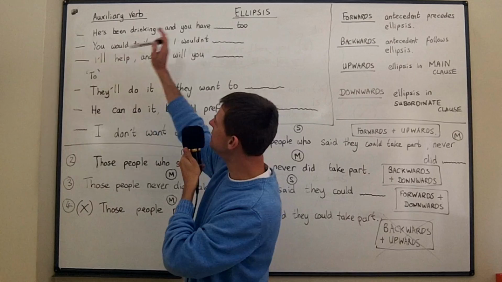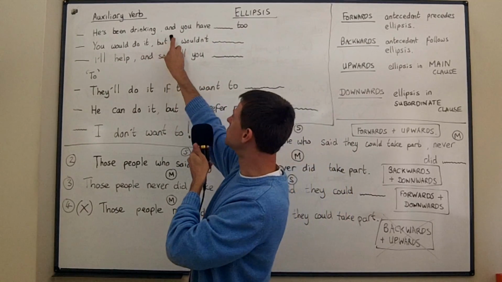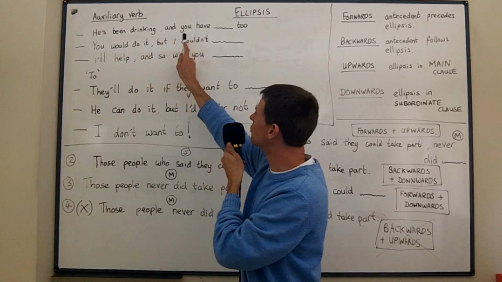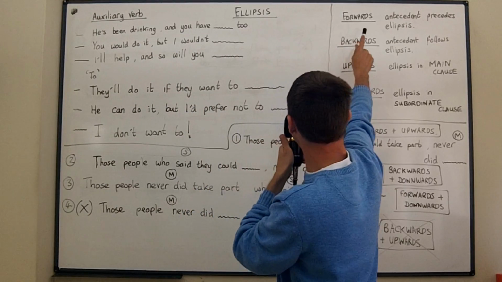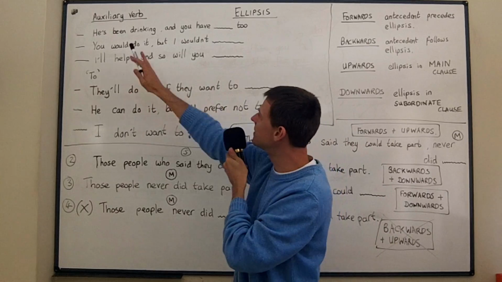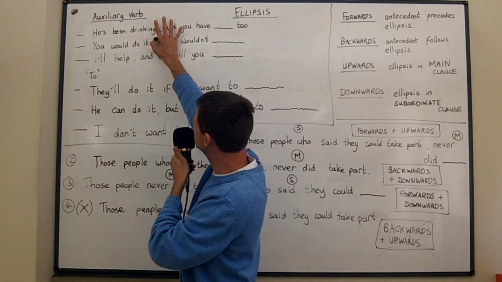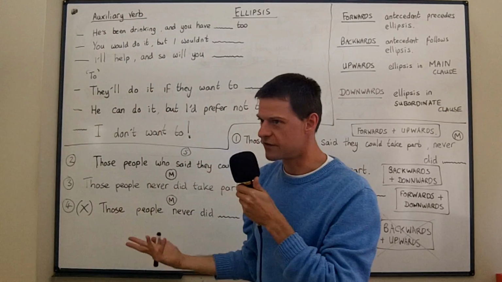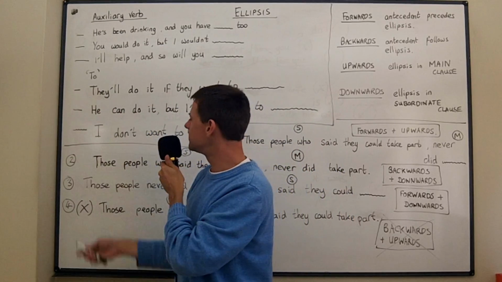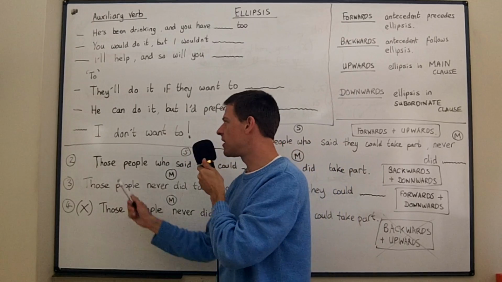And you should notice that these are coordinating sentences. We've got a coordinating conjunction here, and so it works very well when you've got two main clauses. In a moment we'll look at what happens when you've got a subordinate and a main clause with this ellipsis, but at the moment we've just got two main clauses here. They both stand on their own, don't they? You would do it, I wouldn't do it. Both of those can stand on their own. They're independent clauses.